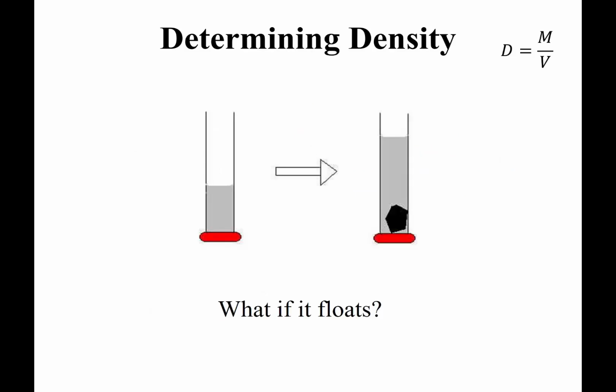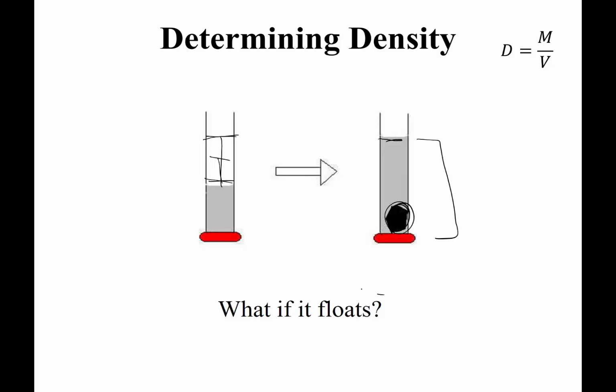If you have an irregularly shaped object like metal beads, and some of you have two different metals in your kit that you will determine the density of, you have a 10 milliliter graduated cylinder, and so you can measure the density by displacement here. The change in volume of this is equal to the volume of the object that you submerged.